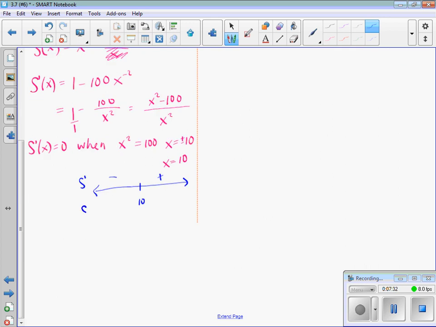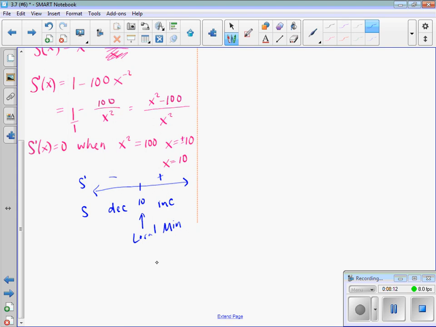So that means that my sum is doing what here? It's decreasing until x is 10, and then it starts to increase, right? So that makes this point a what? Minimum. And does it make it the absolute min? Not necessarily, right? But we know that there's a local min there. Now, are there really endpoints for this? No, right? So if it's decreasing and then it's increasing, it has to be the absolute min, doesn't it?